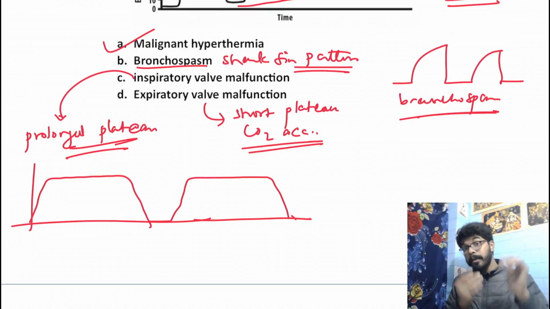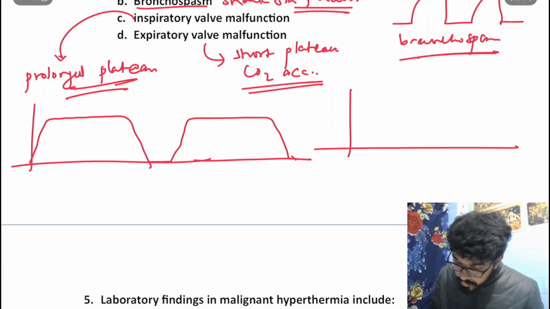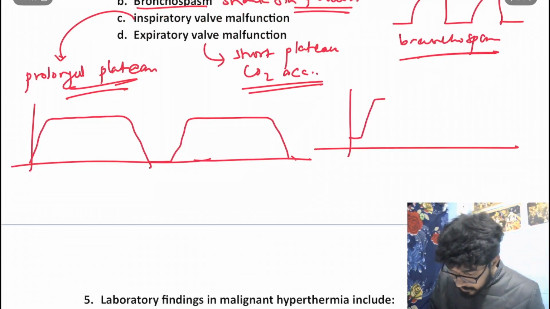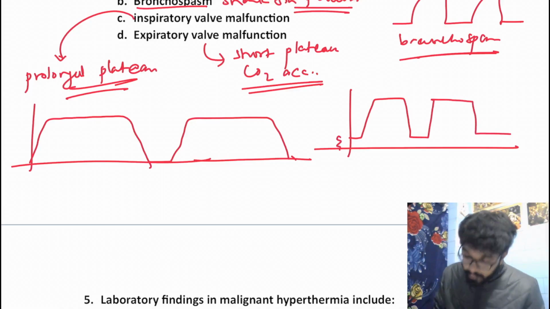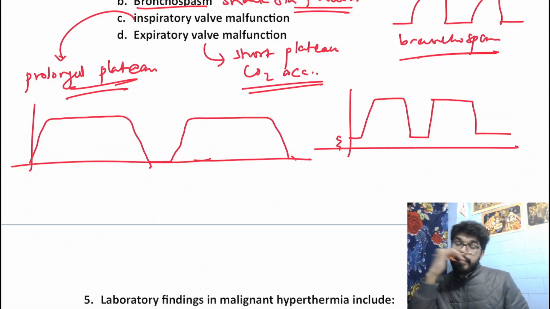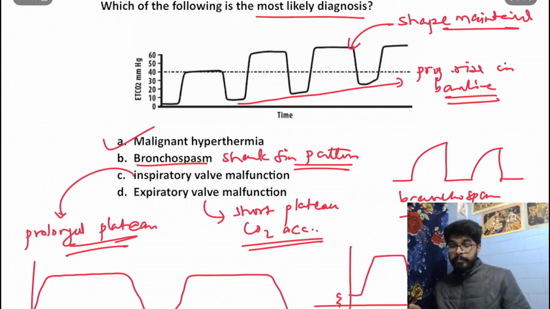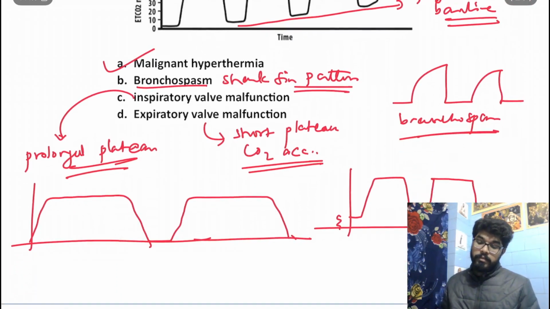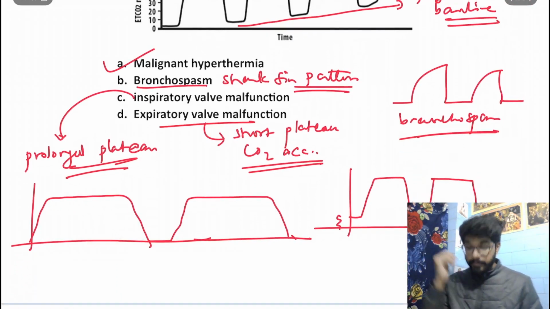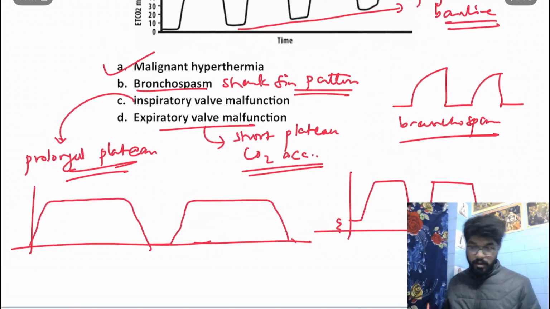That's why the baseline will rise, but the thing is that we won't get a progressive rise. This would be something like this. Right. There would be a rise in baseline, but the rise in baseline is constant. There won't be a progressive rise like this. Okay. So progressive rise is characteristic of malignant hyperthermia, whereas a constant rise is characteristic of expiratory valve malfunction. Okay. The answer over here would be A.